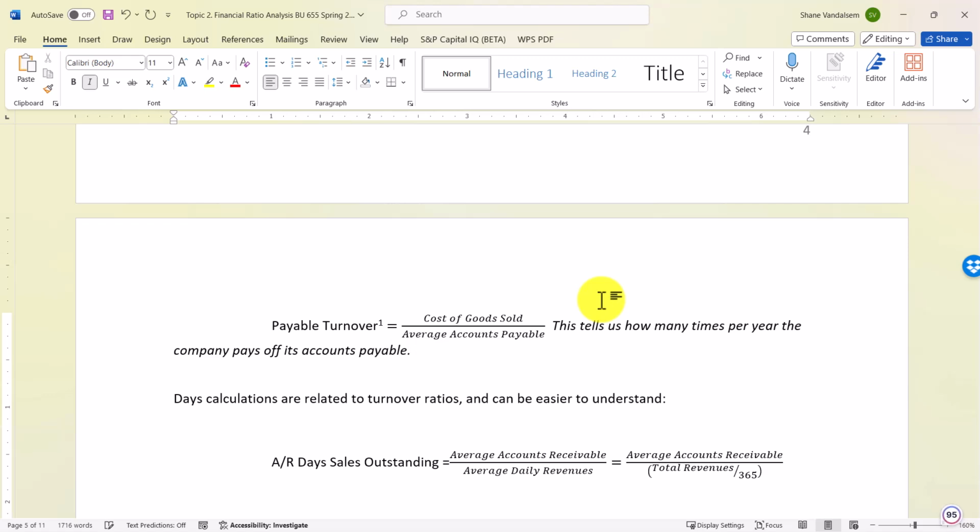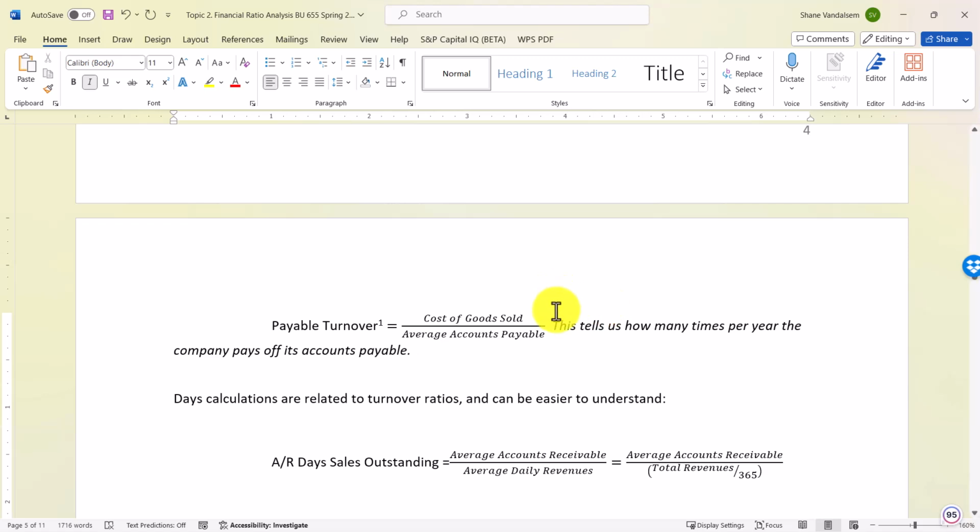So a high number here really isn't necessarily a good thing, because it means you're paying your accounts payable really fast when you might not need to, when the company might not need to. And so I don't really want to say lower is better here, but a little bit lower can be a good thing for a business, because they're using other people's money for a while to finance their inventories in most cases.